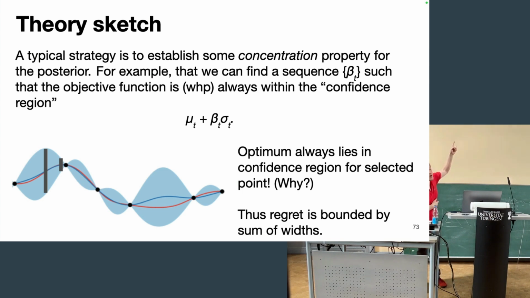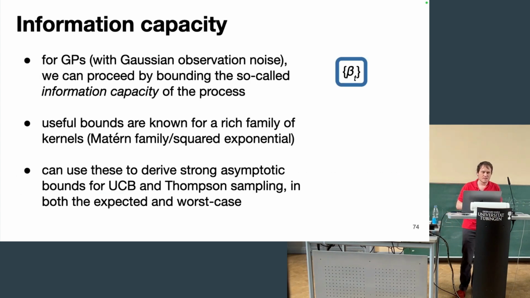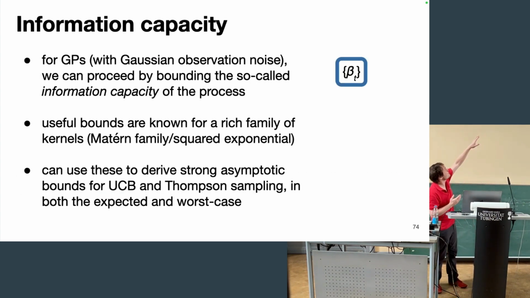And now if you've got this property, then this cumulative regret can be bounded by the sum of the widths of the confidence intervals for the points that I select. So then it all comes down to the properties of this sequence beta_t. What you would really like to find is a very slowly growing sequence such that the sum of the widths of these confidence intervals is relatively small.